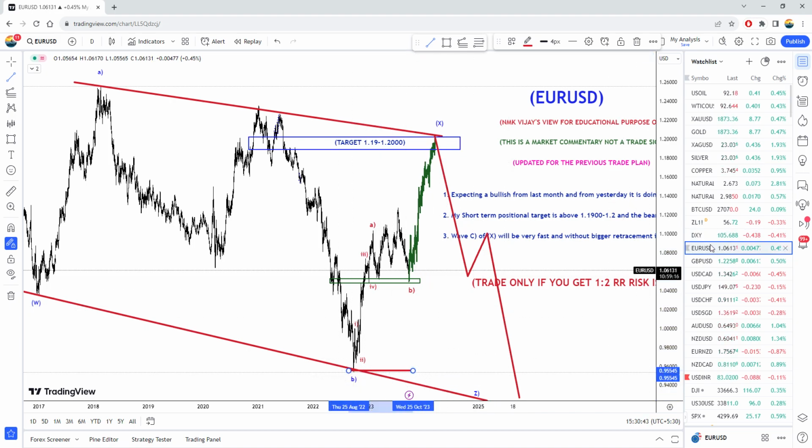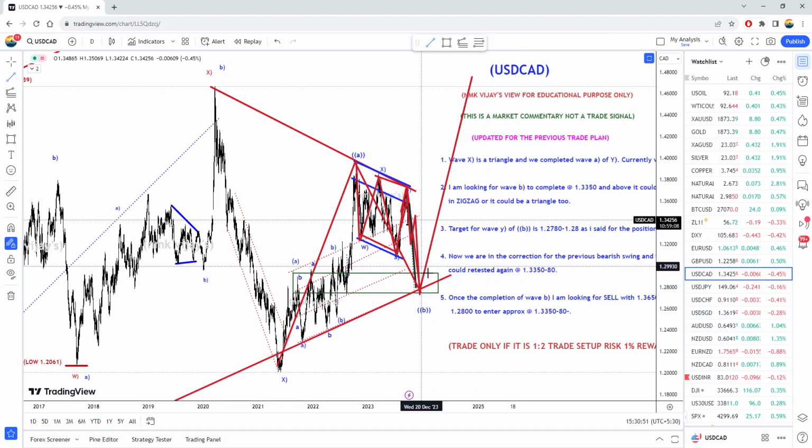It's all a positional target. So now, beyond the short-term bullish view, what I'm expecting here. And you just have a look at the USDCAD.